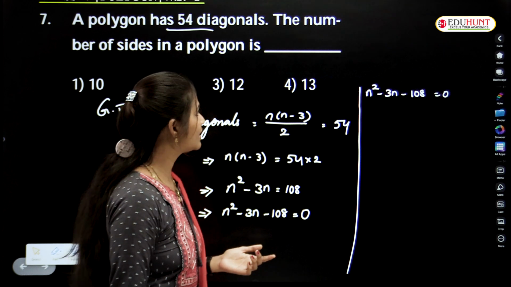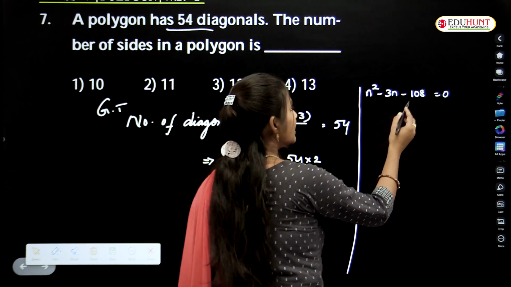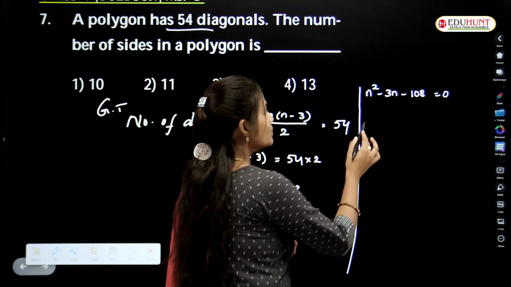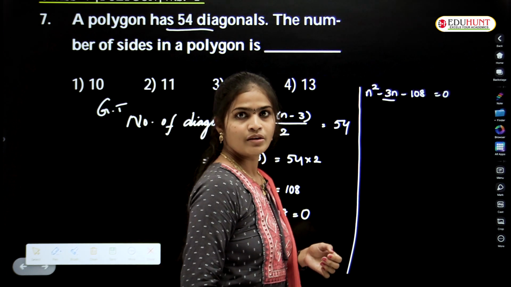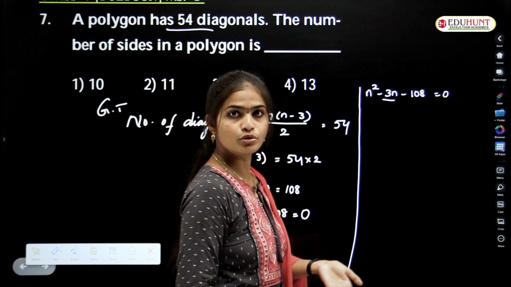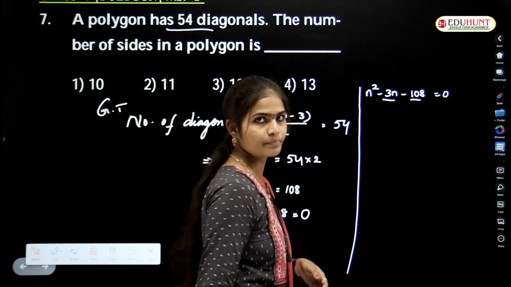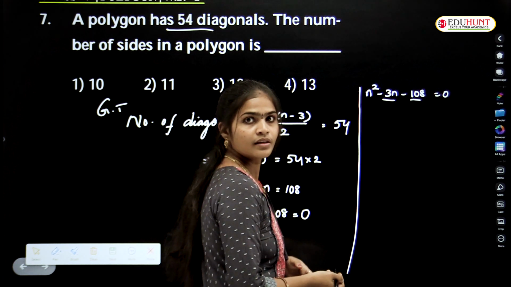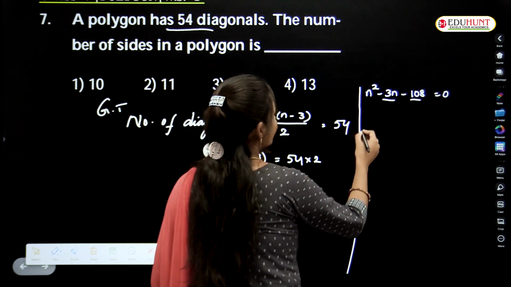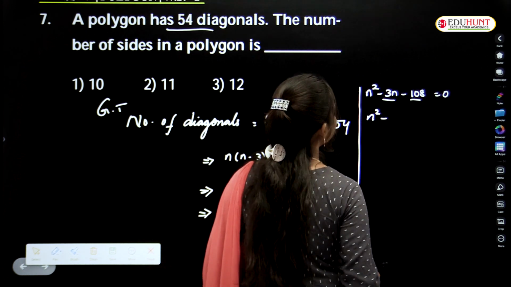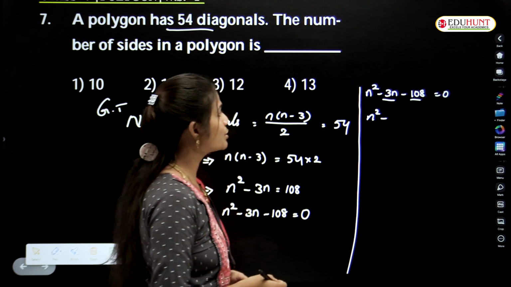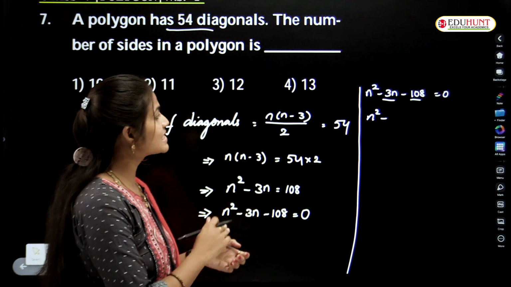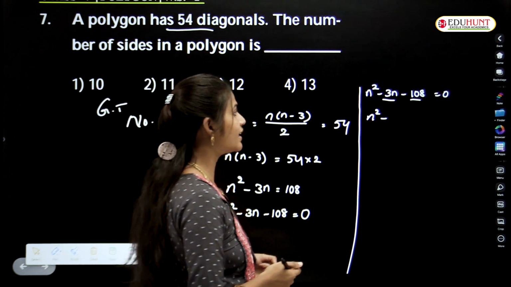So how to write the terms? If you add any two terms, or take the difference, you must get the middle term. If you take the product of those two terms, you will get the last term. So in that case, which one is possible here? n square minus, so here the difference must be 3n, and the product must be 108.